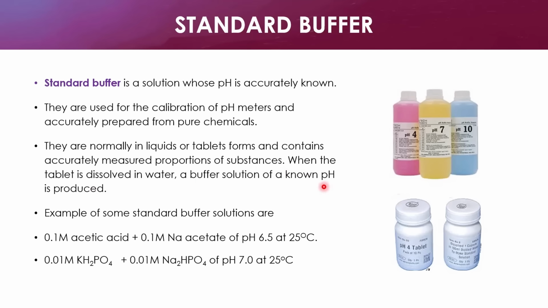So examples of some standard buffer solutions are 0.1 molar acetic acid and 0.1 molar sodium acetate of pH 6.5 at 25 degrees Celsius, and also a mixture of 0.01 molar potassium dihydrogen phosphate and 0.01 molar disodium hydrogen phosphate of pH 7.0 at 25 degrees Celsius.